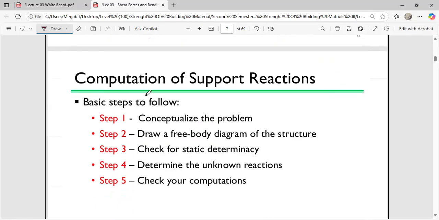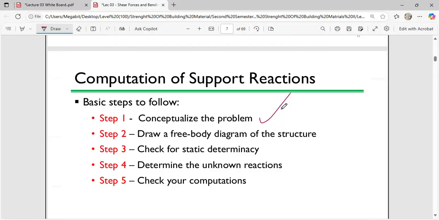So these are the basic steps that you go through to calculate for a support reaction. In your step 1, you conceptualize the problem. You have to think about the problem. How many supports does it have? If it has 2 supports, what are the reactions? You consider the reaction. If it's a roller, you know that it's 1 reaction. If it's a fixed support, you know that it's 3 reactions. If it is a hinge support, external hinge, you know that it has 2 reactions.